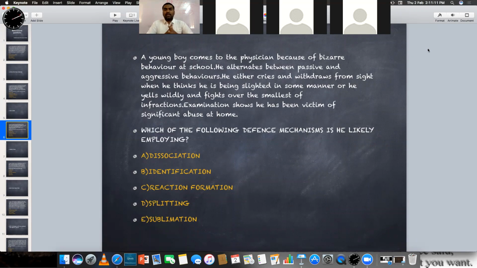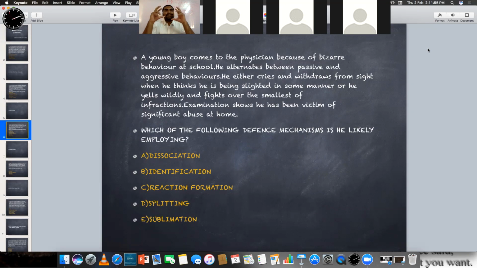Now, here, there's this young boy who has a bizarre behavior at school that alternates between passive and aggressive behaviors. So he's shifting like a pendulum between passiveness and aggressiveness. These are two ends of the spectrum. He either cries and withdraws from sight when he thinks he is being slighted in some manner, or yells wildly and fights over the smallest of infractions. And the clue here is, examination shows he has been a victim of significant abuse at home.